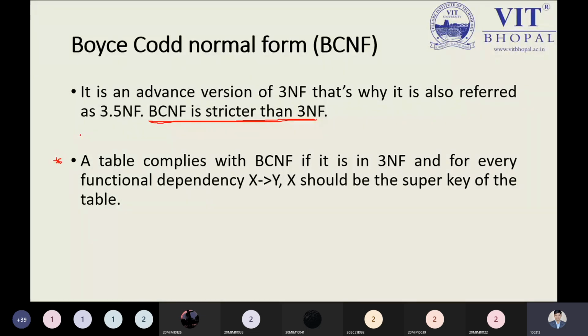What is meant by a table or relation complying with the BCNF? If it is in the third NF, it means it does not have transitive dependencies. And for every functional dependency X determines Y, X should be the super key. These are the key terms you are required to keep in mind properly. That is a simple concept, but sometimes 3NF and BCNF seem to look the same.